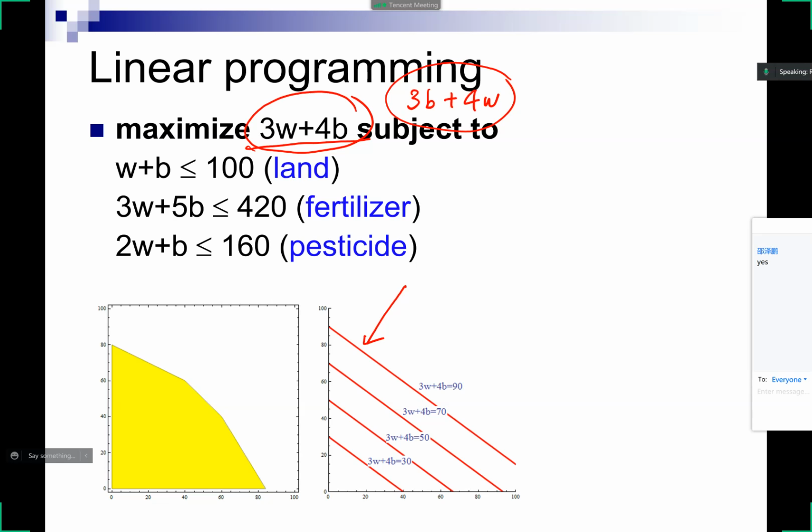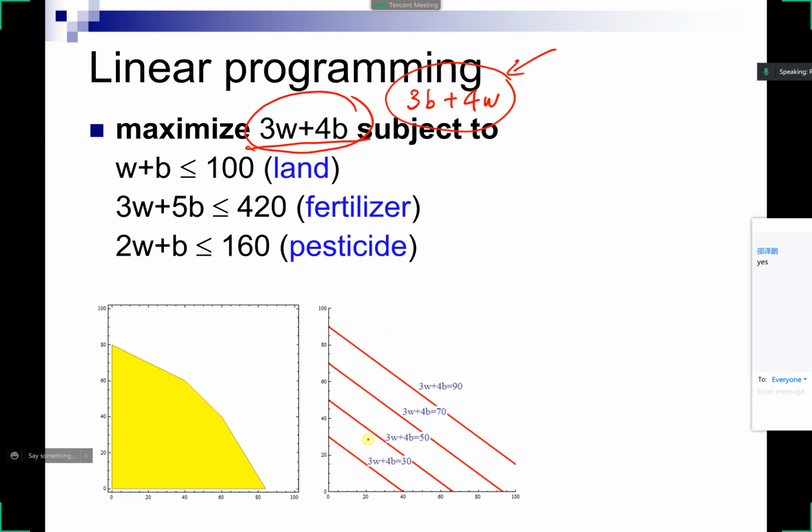But I'm sorry that I drew the incorrect picture. I just noticed this this morning, so I didn't have time to fix it. So sorry about that. But anyways, what we're trying to do is to consider the level sets of some sort of linear function, which is supposed to be this 3w plus 4b, but again, I drew the wrong thing.